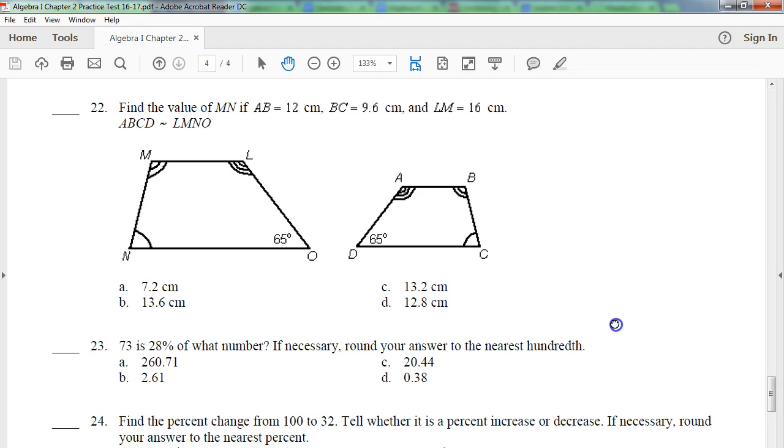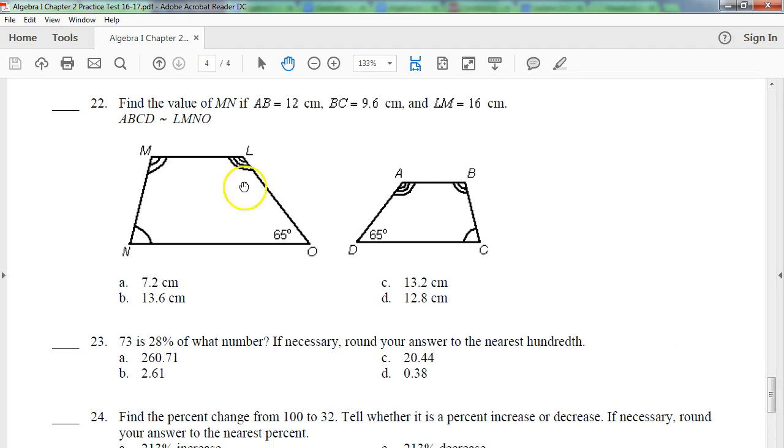Number 22, find the value of mn if AB equals 12, BC equals 9.6, and LM equals 16. We're looking for mn, that's this value here. And they give us this similarity statement, ABCD is similar to LMNO.